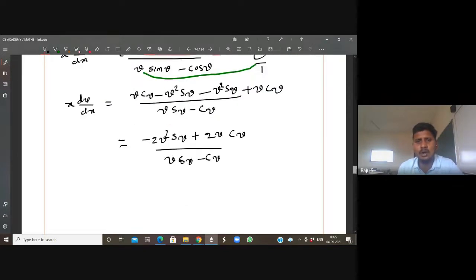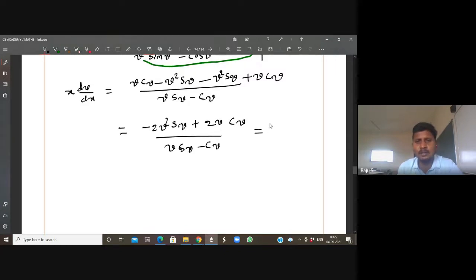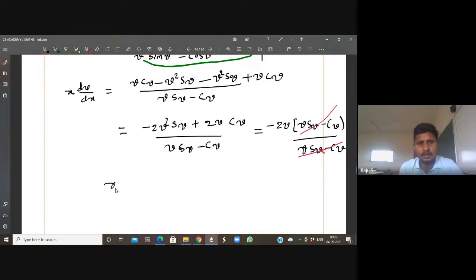Okay, what is the common, students, here? Shall I take minus 2v is common? Minus 2v is common. When I take minus 2v common, v sin v minus cos v by v sin v minus cos v. Can I cancel these two? Finally, we got minus 2v.